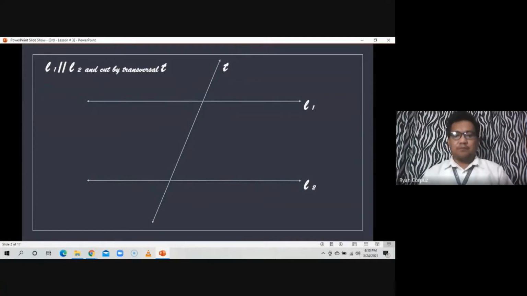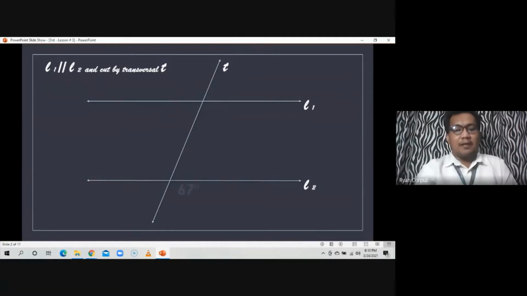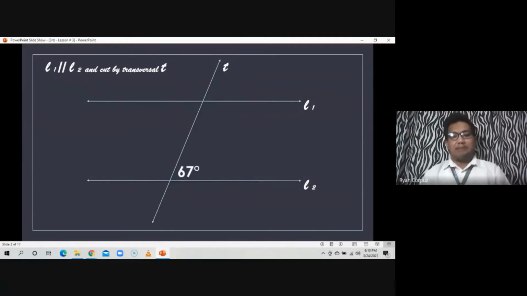Now, let's have a quick review about the measurement of these pairs of angles. So, nahin natin. Let's say, for example, that given angle measures 67 degrees.